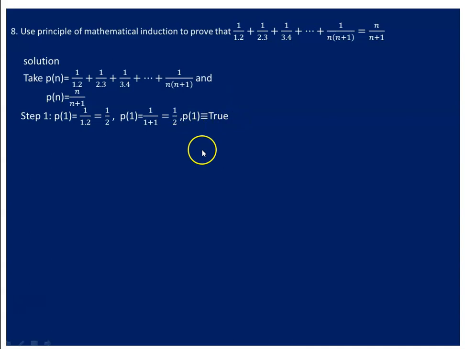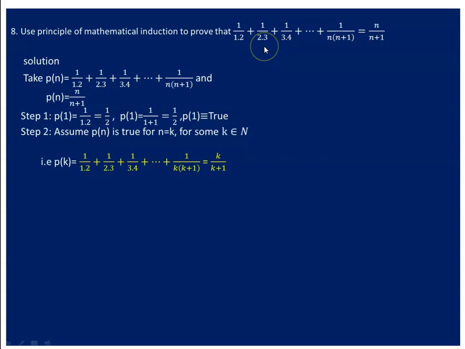So if this is true, we need to go to the other steps. As I told you, if this fails, we must not go to the next steps. Rather, we stop here and conclude that this statement is false. But so long as this is true, now let's go to step 2. In step 2, as I told you, we do have an assumption.